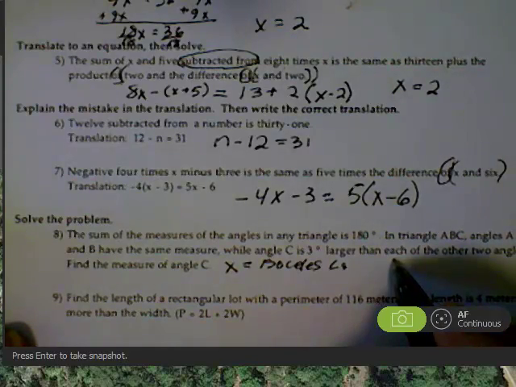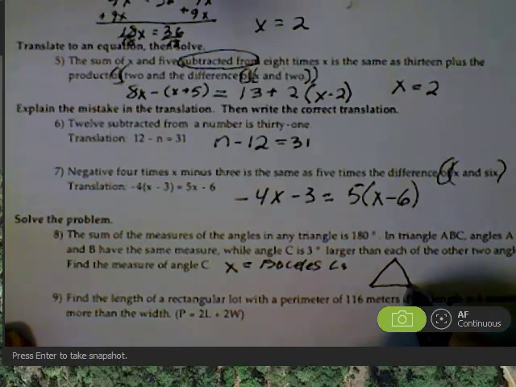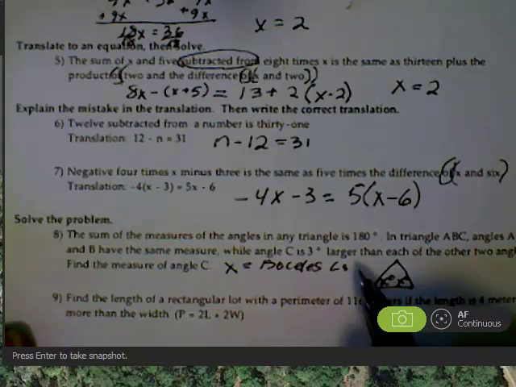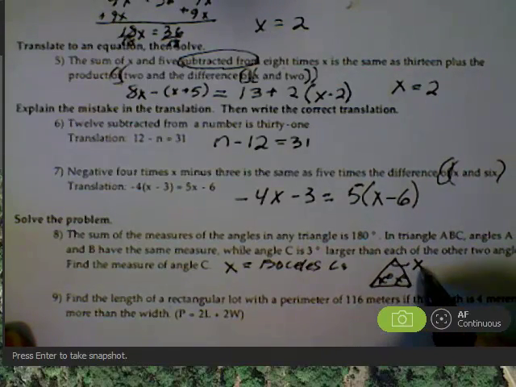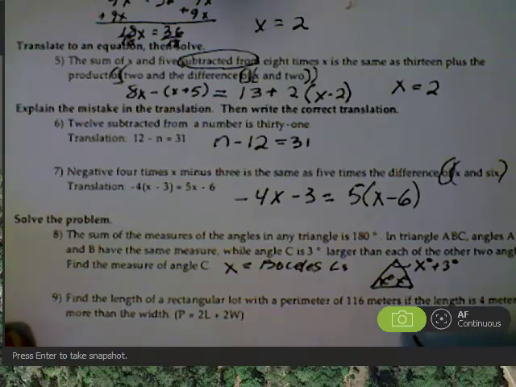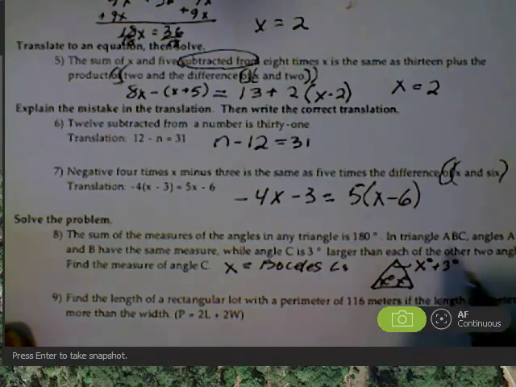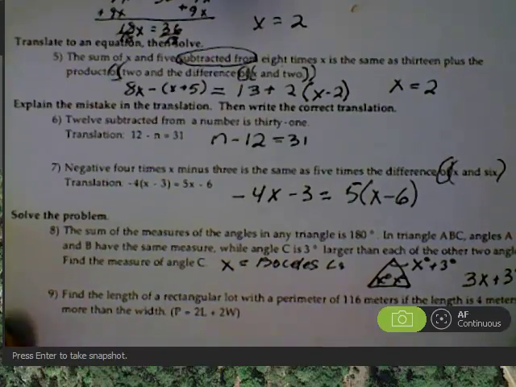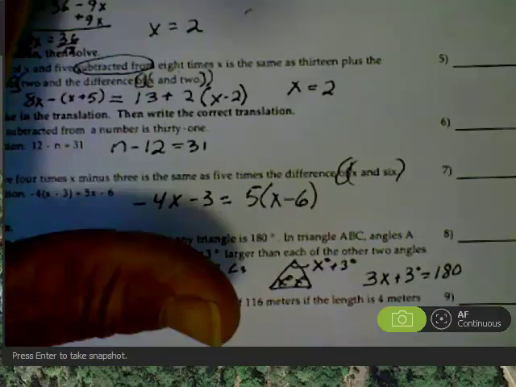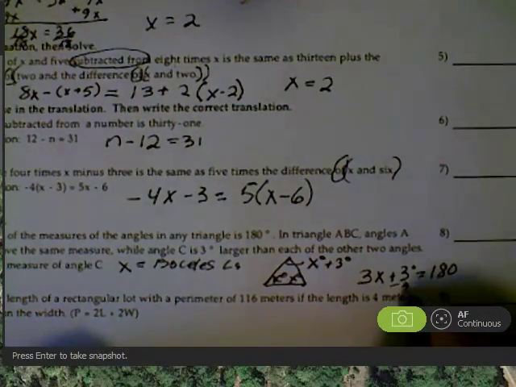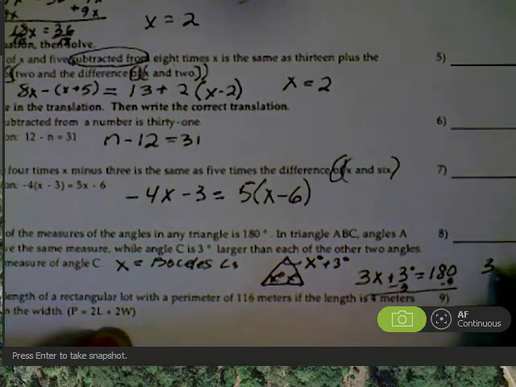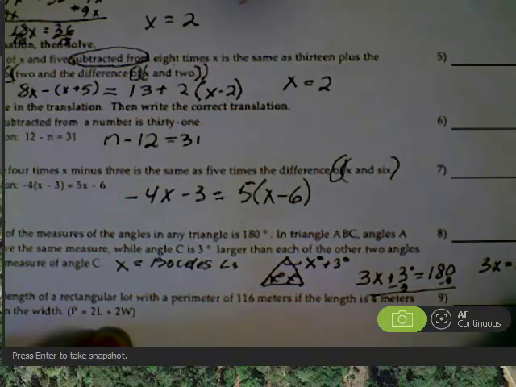So in our triangle, we have x degrees, and the third one, C, is 3 larger. So it's x degrees plus 3 degrees. Well, that's 1, 2, 3 x's plus 3 degrees must be equal to 180 degrees. So when we subtract our 3 and draw our line, we see that 3x equals 177.